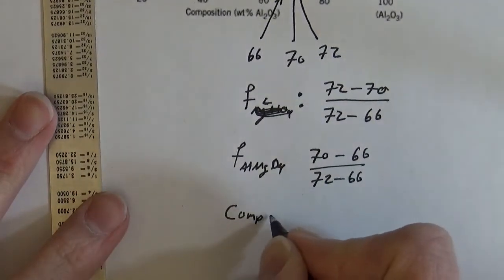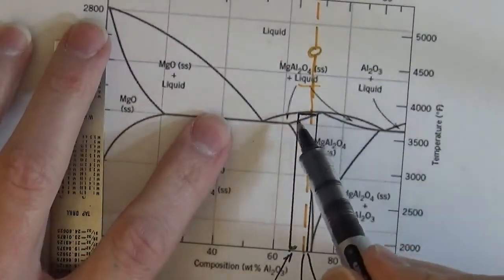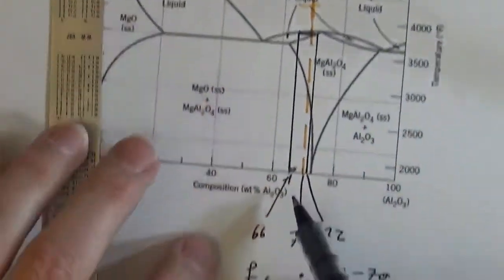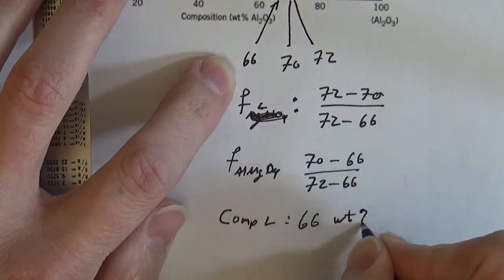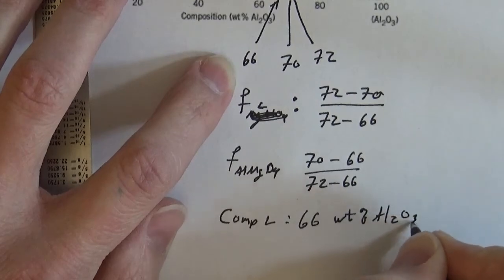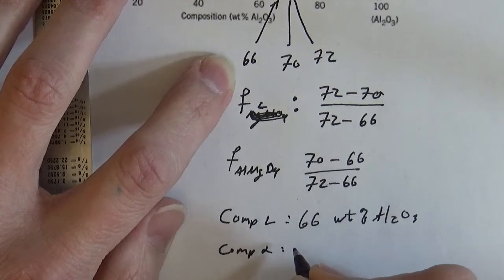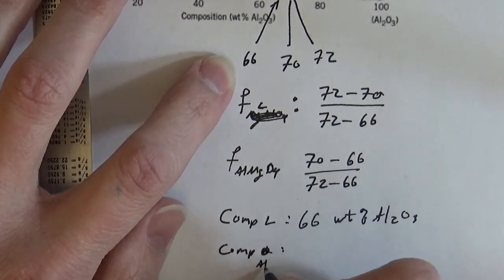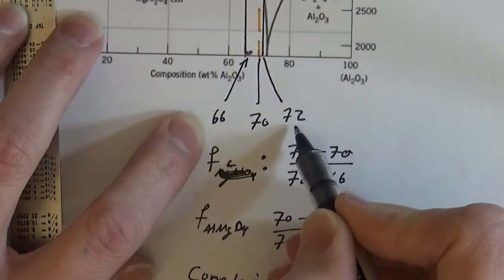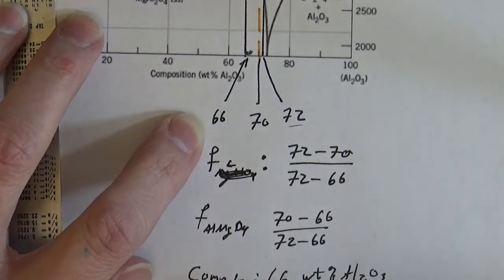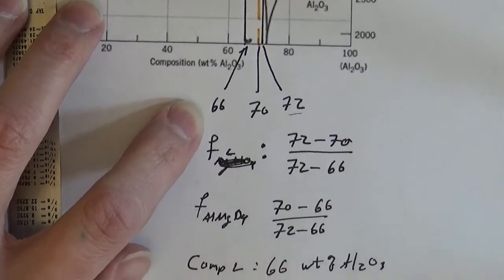And then the composition of the liquid is here, 66 weight percent Al2O3, and the composition of the MgAl2O4 is 72 weight percent Al2O3.